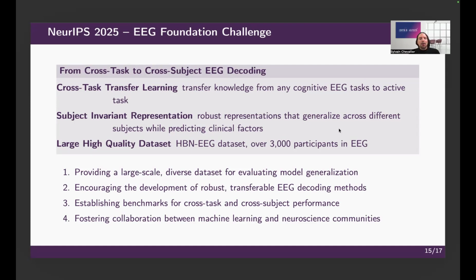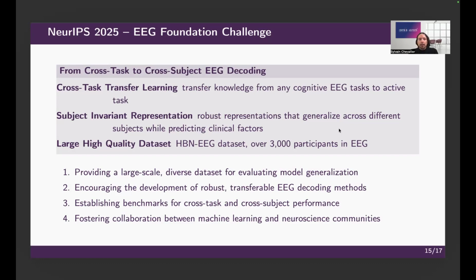All of this was only possible because we have access to a very large and super high quality dataset, the HBN EEG dataset, which records over 3,000 participants. All their EEG was recorded while they performed very different tasks, some active, some passive.